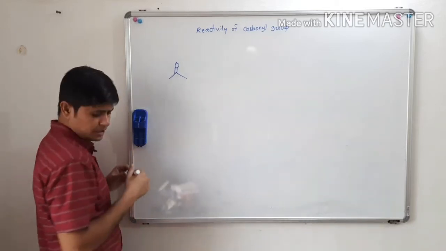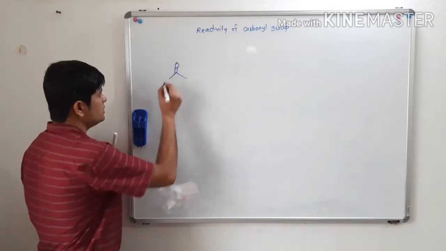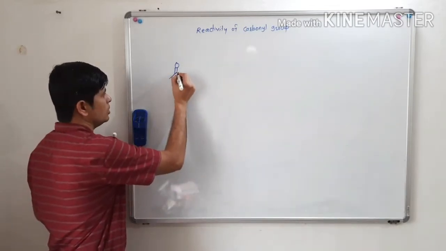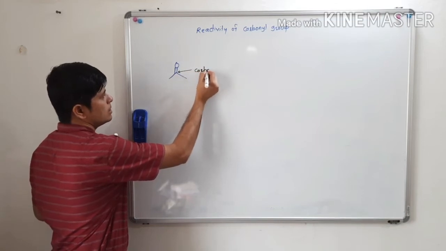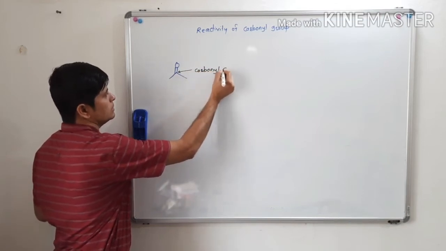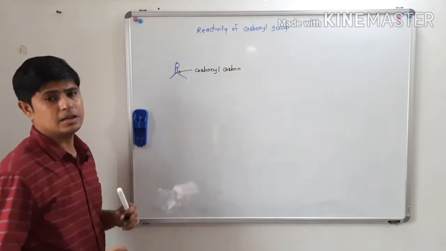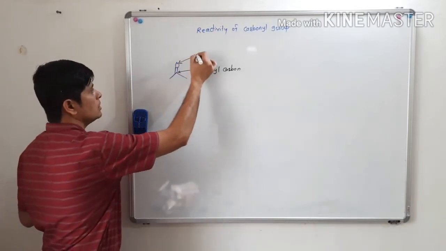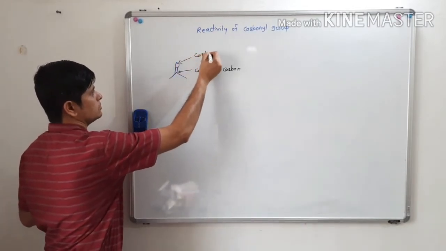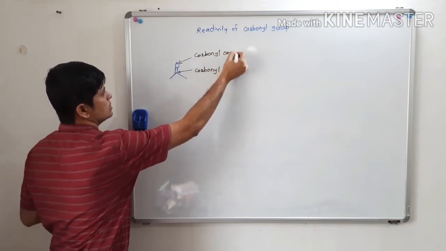Suppose if we see this carbon, what is it? A carbonyl carbon. It is a part of the carbonyl group, hence we will call it carbonyl carbon. And this is what? Carbonyl oxygen.